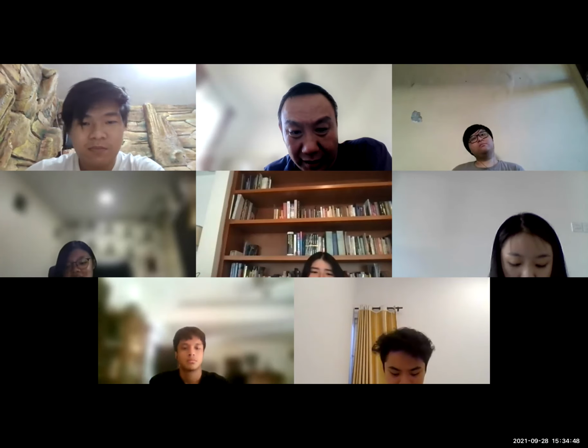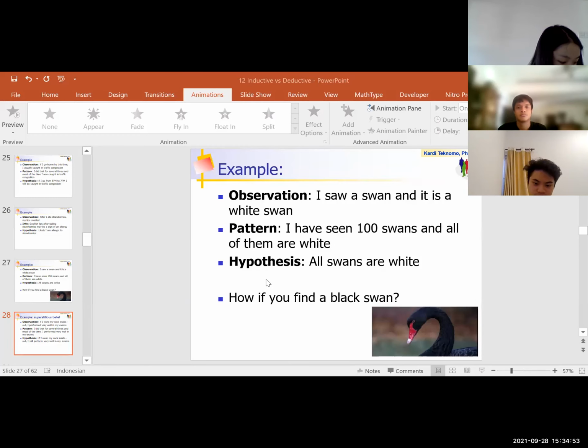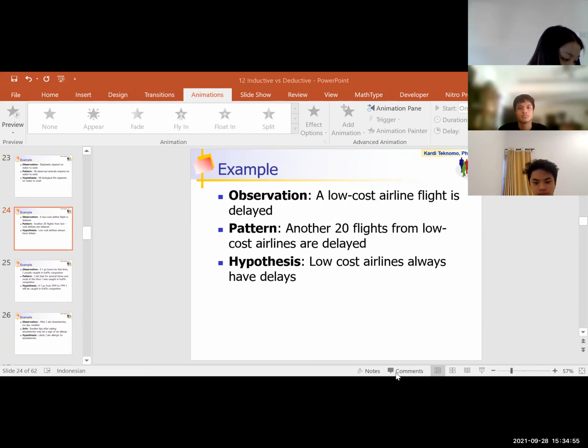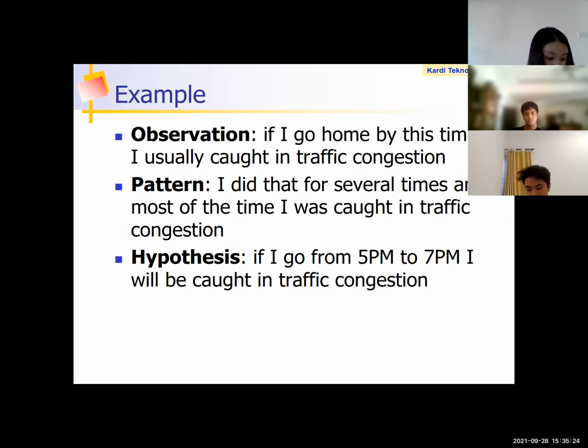So here are other examples. A low-cost airline flight is delayed. Okay. And then another 20 flights from low-cost airlines are delayed. That is the pattern already, because it's not just one, right? And then now your hypothesis: low-cost airlines always have delays.